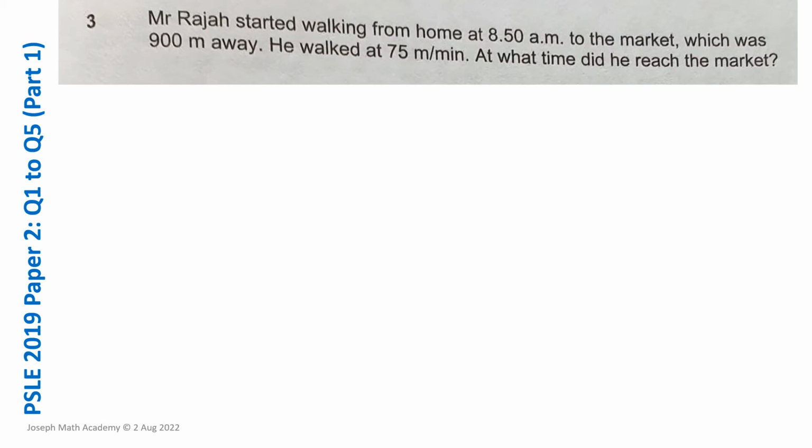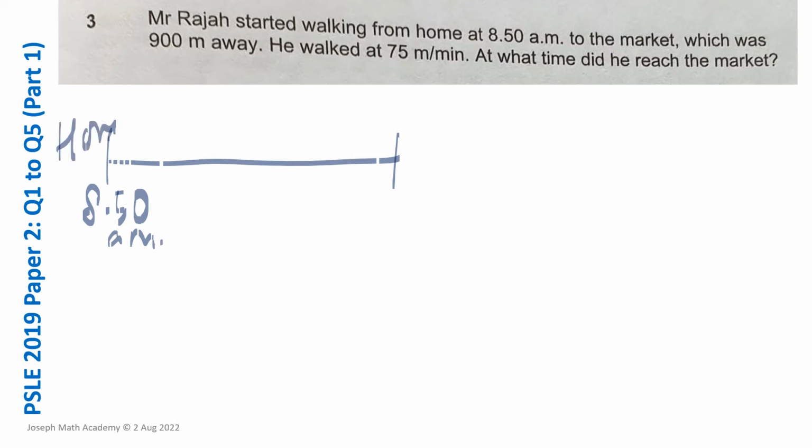Mr. Raja started walking from home at 8:50 a.m. So I'm going to present this information using a timeline. At 8:50 a.m., he left his home, right? And he walked to the market. So imagine the market is here, the other end, right? And the distance from home to market is 900 meters. It's 900 meters away.